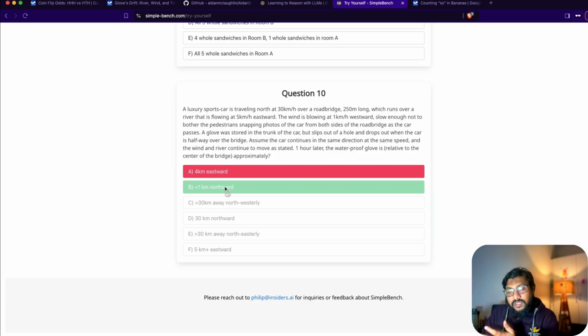Two, probably the model has not been trained with the benchmark. Three, the model might have some kind of improvements that might occur in the future.